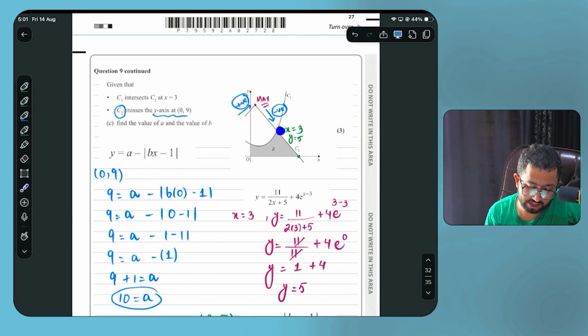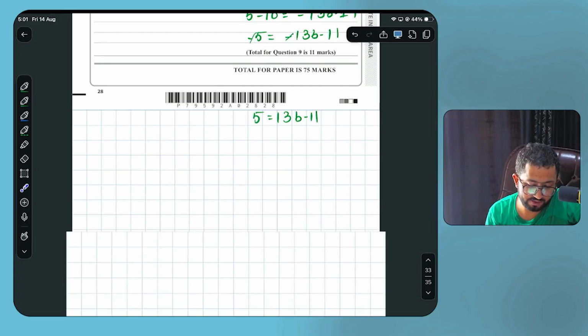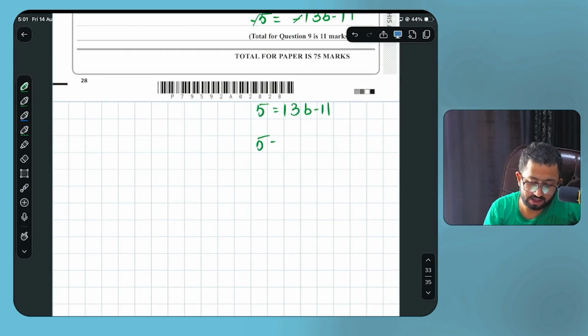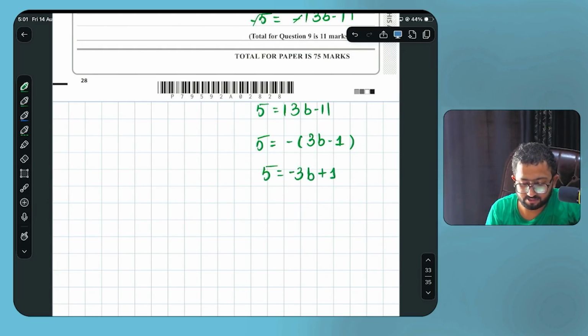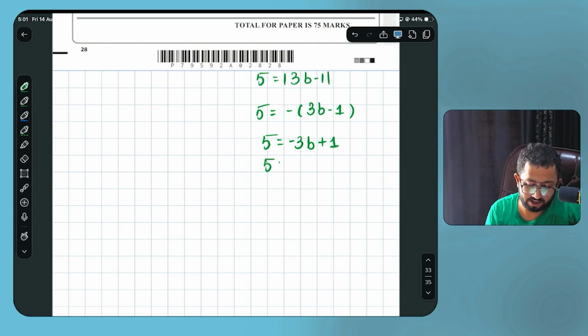So this point lies on the negative side. So let's open the modulus with the negative sign. Negatively, it will become 5 minus 1 equal to minus 3b. So 4 equal to minus 3b.